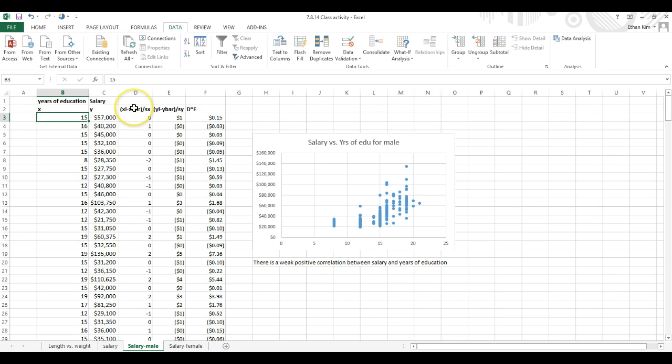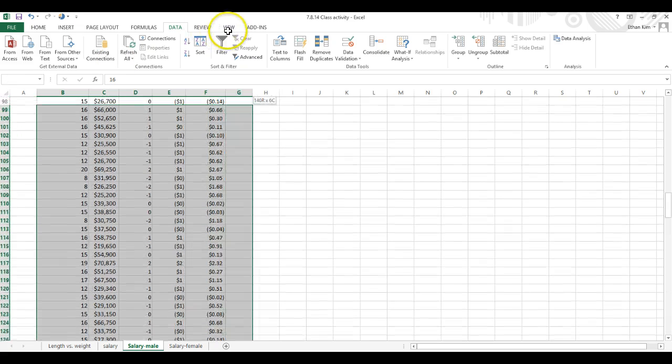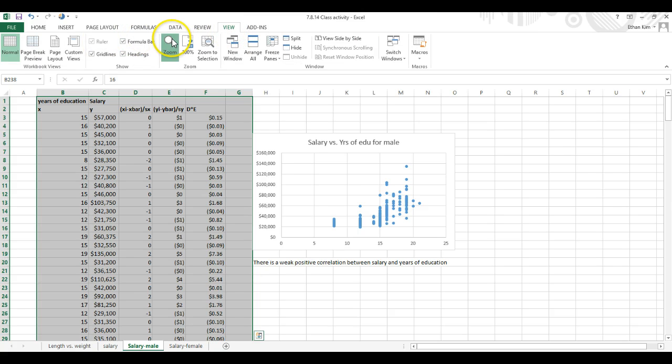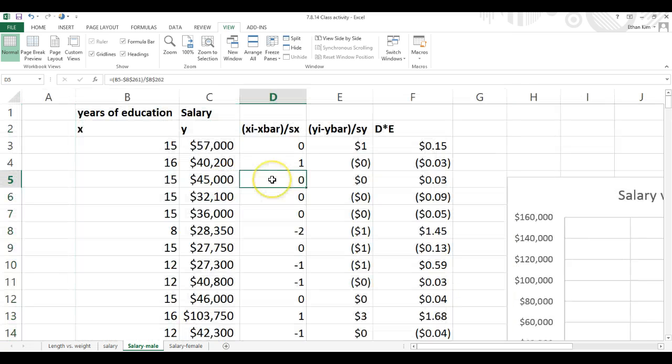First of all, we look for x bar, which is the sample mean. If you go all the way down, I did it here, average. Before I forget, let me just zoom in. Okay, so this is a little better. Let's go all the way down.